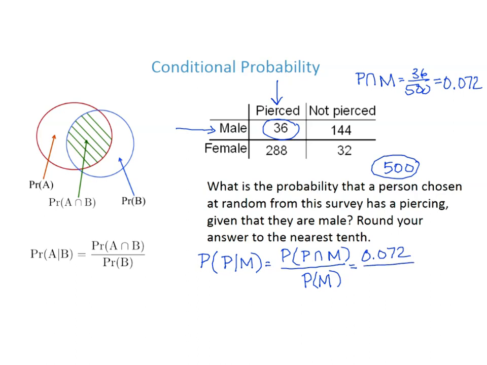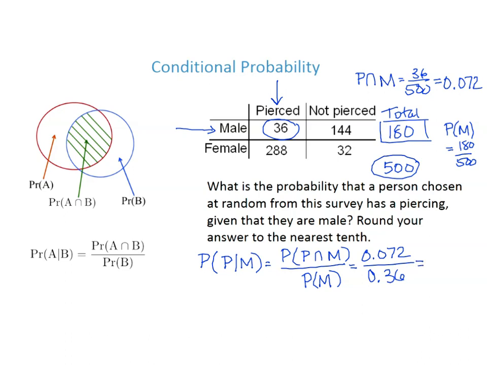The bottom is the probability that I'm going to choose a male out of the 500 people. So I need to know my total for males. This is the number that I need, because then I know the probability that I'm going to choose a male. So I'm going to do 36 plus 144, and that tells me that I've got 180 males. So the probability that I'm going to choose a male, probability of choosing a male, will be 180 over 500, and 180 divided by 500 is 0.36.